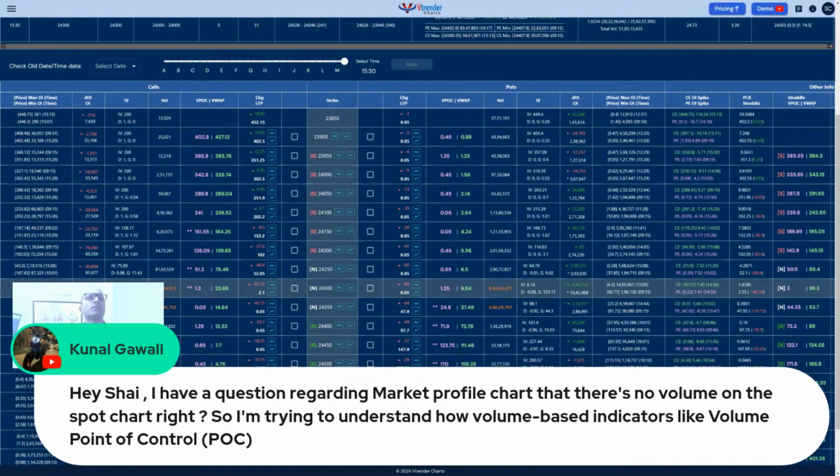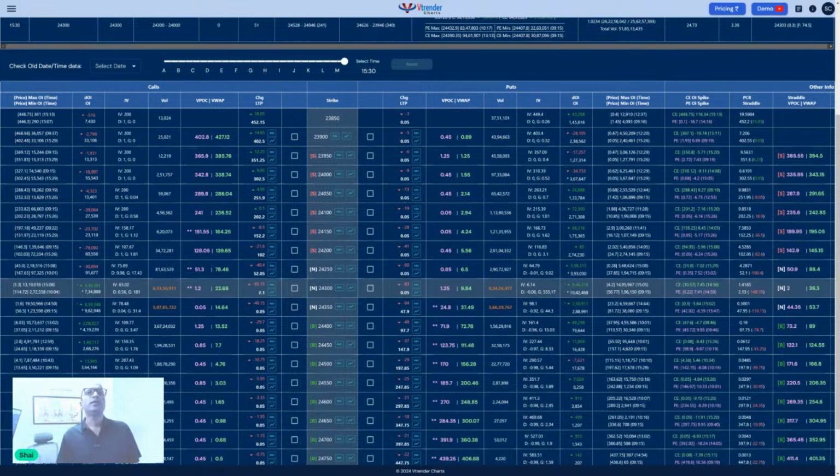So what we do is, there is no volume definitely on the spot chart, but we found a way of appending data to a spot chart from futures. That's an internal thing which works out, and the volume point of control can be added to spot charts also. The most perfect way is always going to be on a future, but because we are so used to working with a spot chart, we found a way of adding the futures data directly to a spot chart.